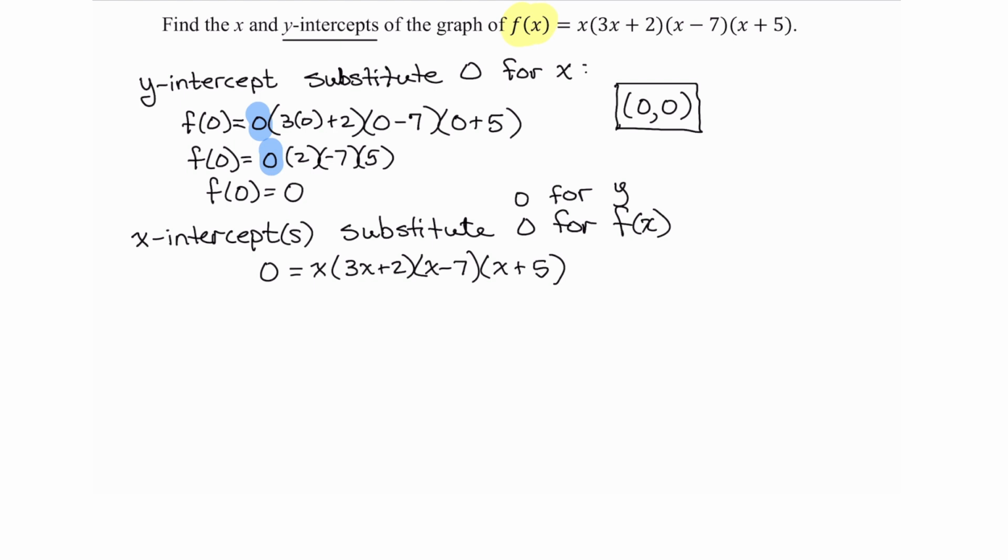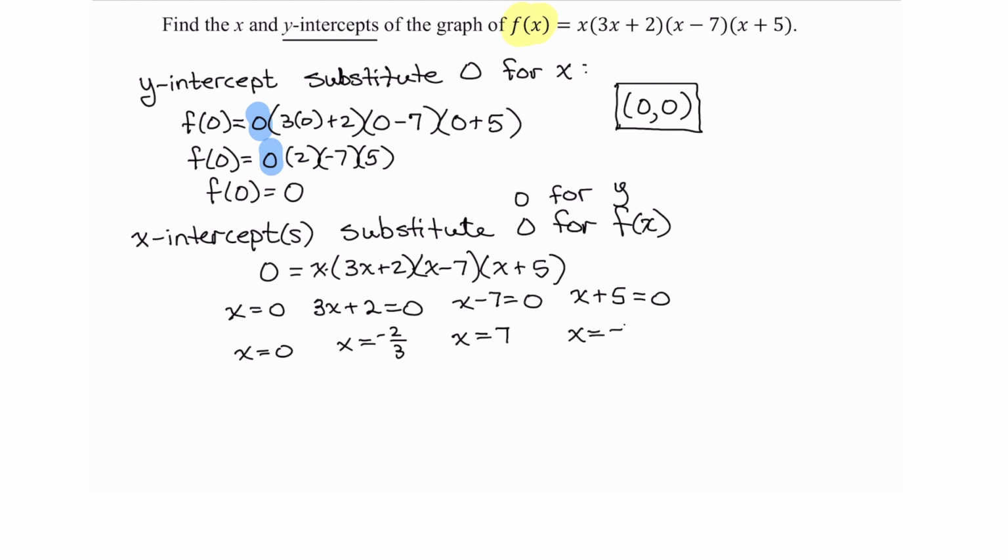So since this is already in factored form, and I remember that if a multiplication is equal to 0, that means one of the factors has to be 0, I can use the zero factor theorem and say, okay, that means either this outside factor of x has to be 0, or the factor 3x plus 2 has to be 0, or the x minus 7 is 0, or the x plus 5 is 0. Then solving these, I get x equals 0. Subtract 2, divide by 3, I get x equals negative 2/3. Add 7, I get x equals 7. And then subtract 5, I get x equals negative 5.